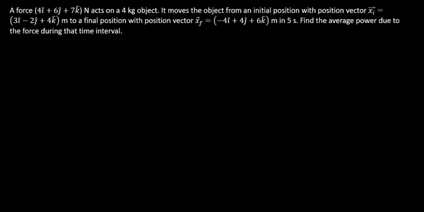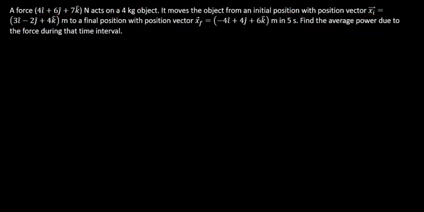Let's look at some review problems associated with work and power. A force described by this vector acts on a 4 kg object. It moves the object from an initial position given by a position vector like that to a final position with position vector given by that expression, and it all happens in 5 seconds. Find the average power due to the force during that time interval.